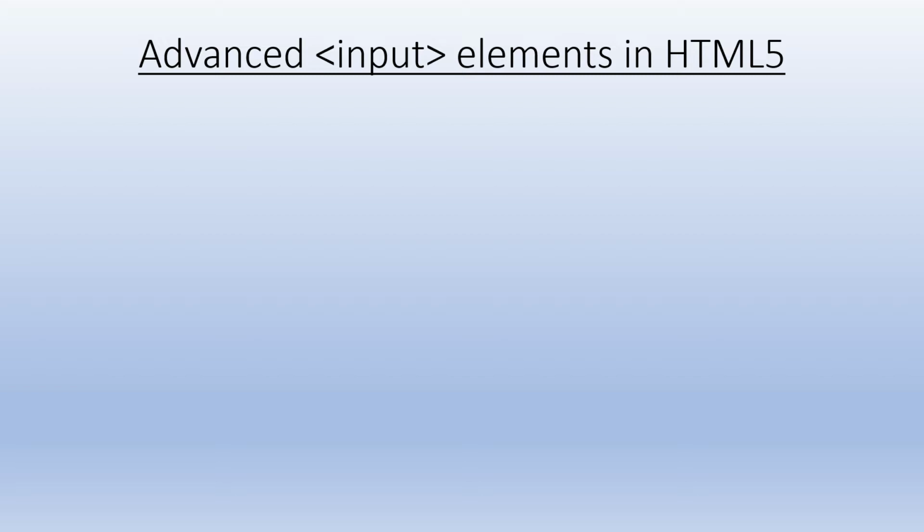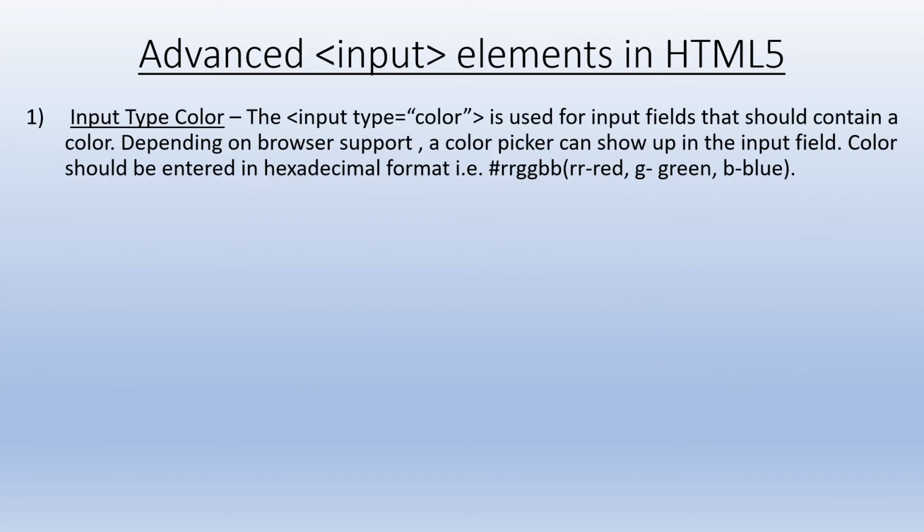There are various types of input elements. From that, we are going to see a few of them. So, the first one is input type color. This input type color will be used for input fields that should contain a color. Means if you want to add a color or select a color, that time you can use this input type. Then, depending on browser support, a color picker can be shown up in the input field.